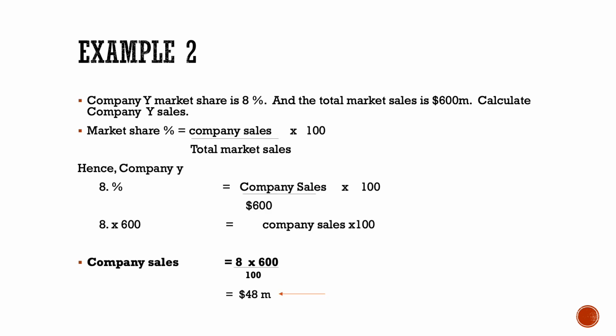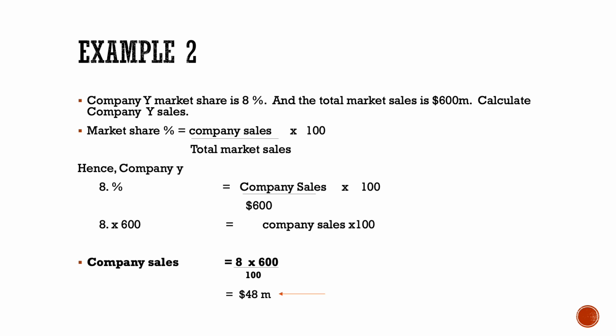Let us move on to another practical example. Here company Y's market share is 8%. So we know the market share and the total market sales is $600 million. Calculate company Y's sales. So all we have to do is to just fit in the figures in the formula.